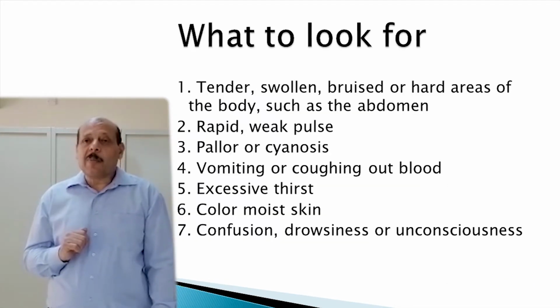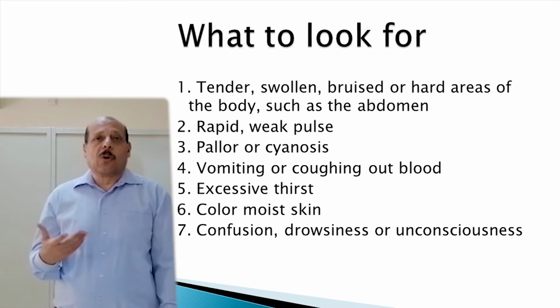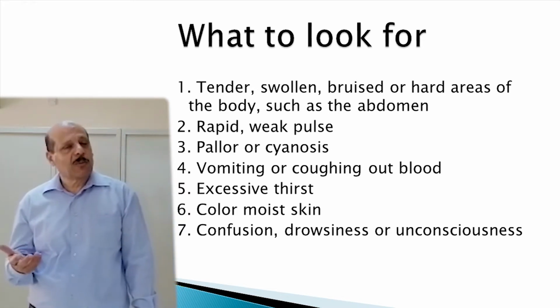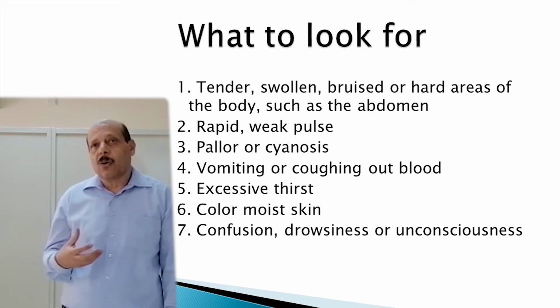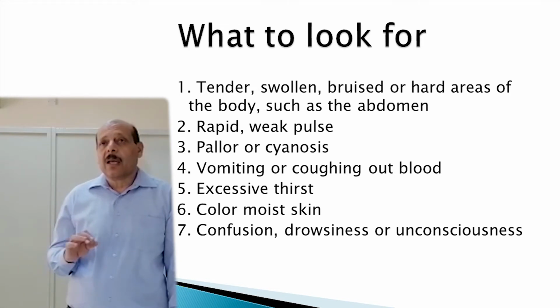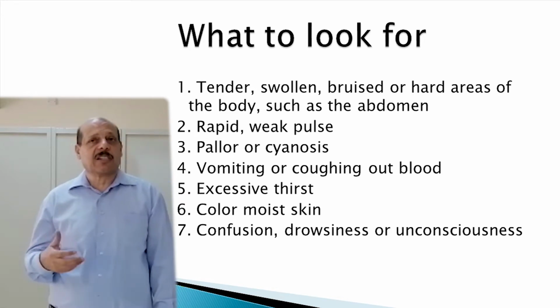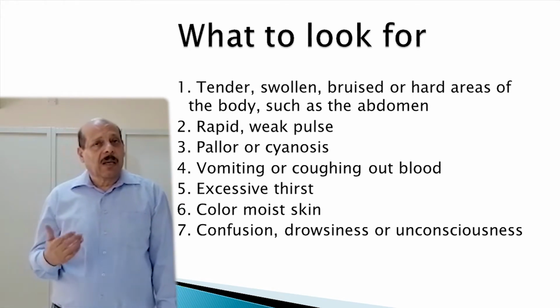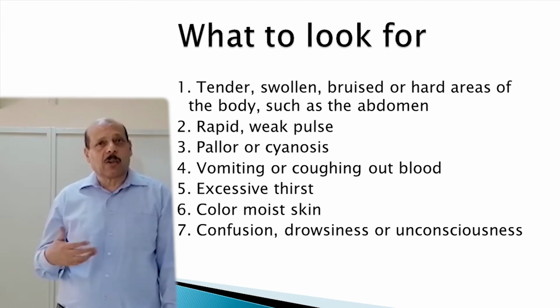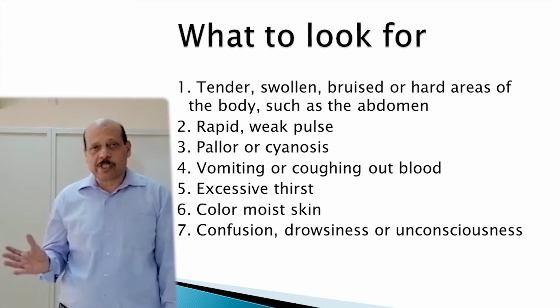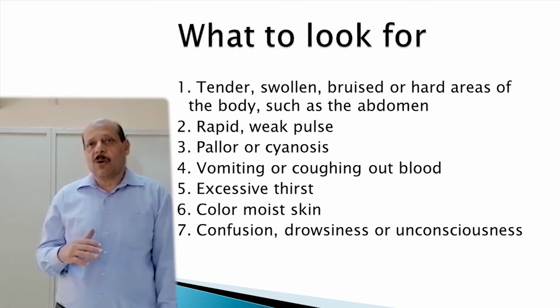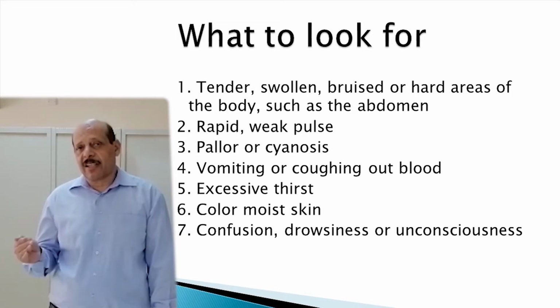What should you look for in this case? What are the signs which are present? You will find that the patient is having tenderness on that area. The area will be swollen or bruised. There may be a hard area of the body, such as in the abdomen. The pulse of that client will be weak and rapid. The color of the client will be pale or cyanotic, with vomiting or coughing out blood, and excessive thirst.